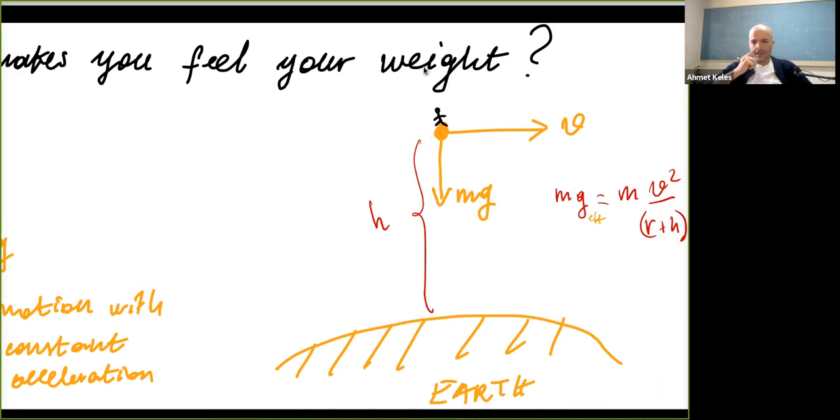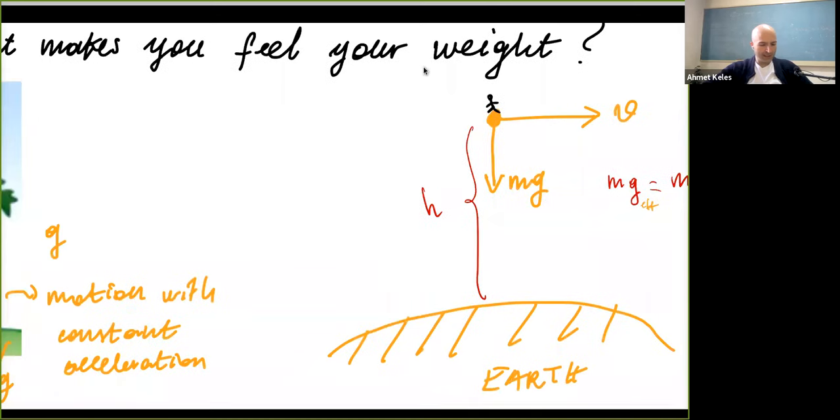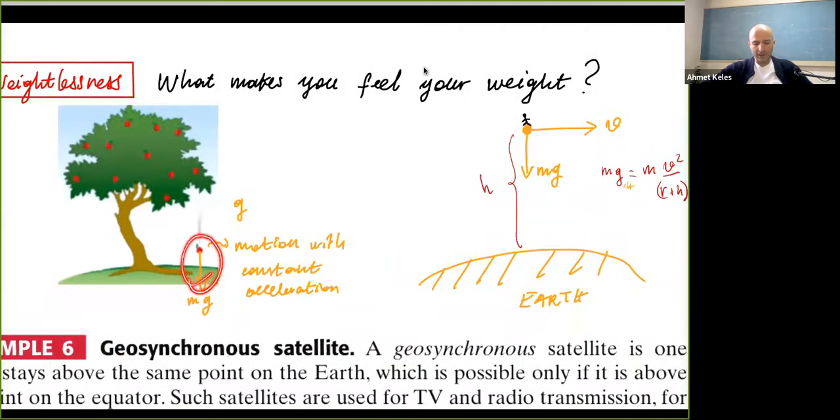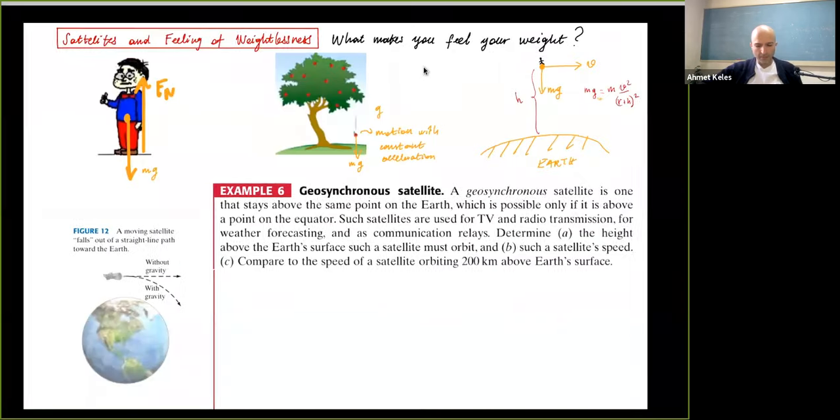My point is, he or she is not weightless. He has weight, and there is still gravitational pull. It's the same pull you see for the apple, but the result of this pull is completely different. It's not falling, but it is actually circular motion. So my message is this one and this one are not so different. You feel the weight as much as you feel the weight here.